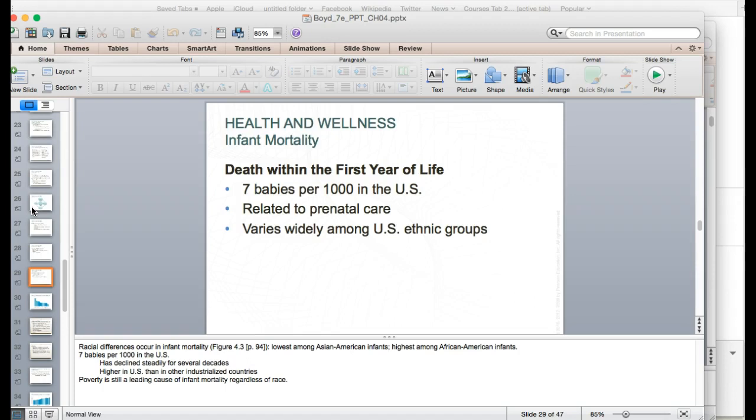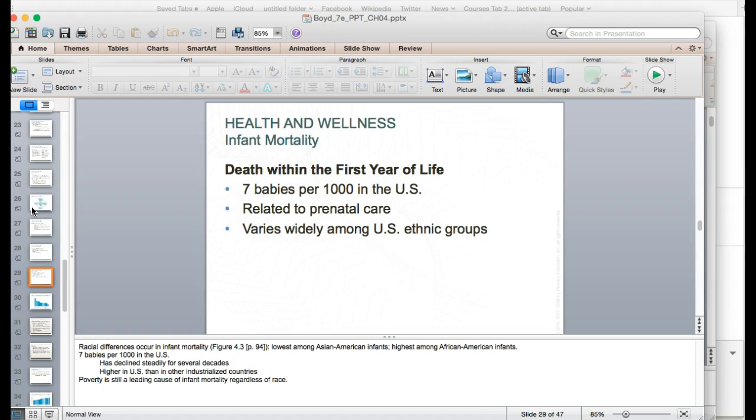Infant mortality, so death within the first year of life: 7 babies per 1,000 babies in the U.S. die within the first year of life. And this can be attributed to a lot of factors, SIDS being the highest one, which is sudden infant death syndrome. There's a lot of research and studies on why this happens so commonly, but it does affect a lot of babies and mothers in the first years of life.